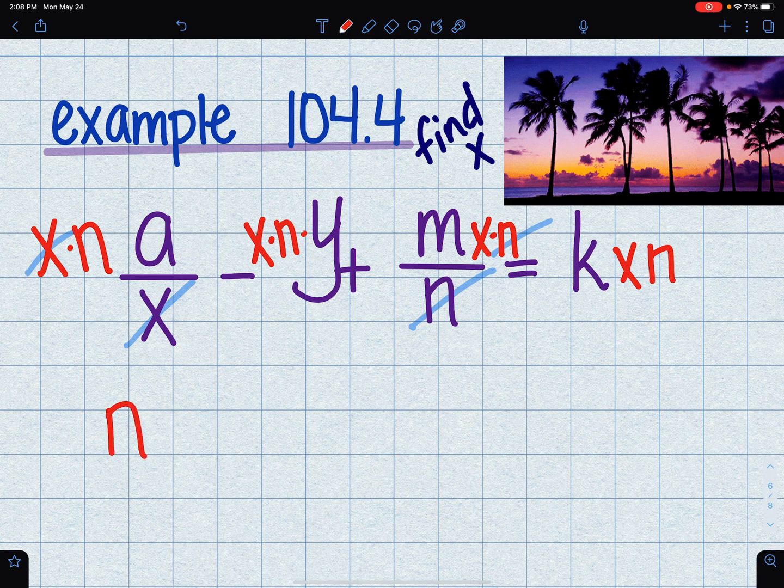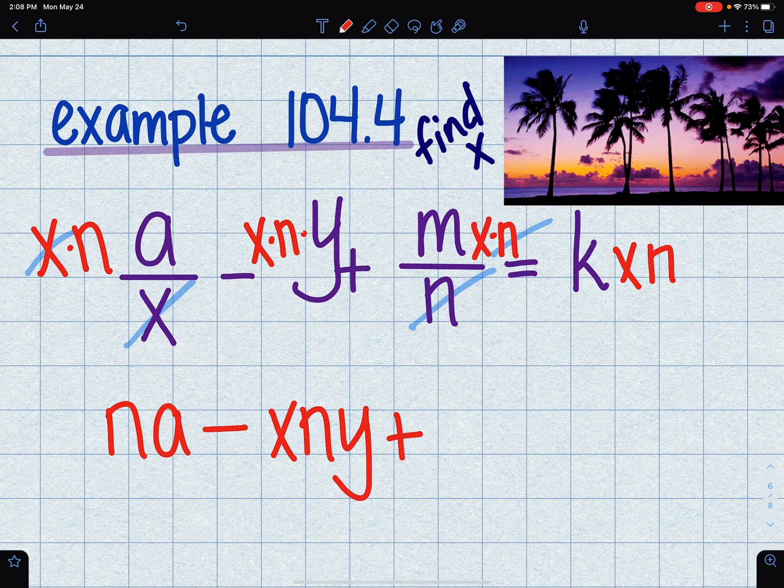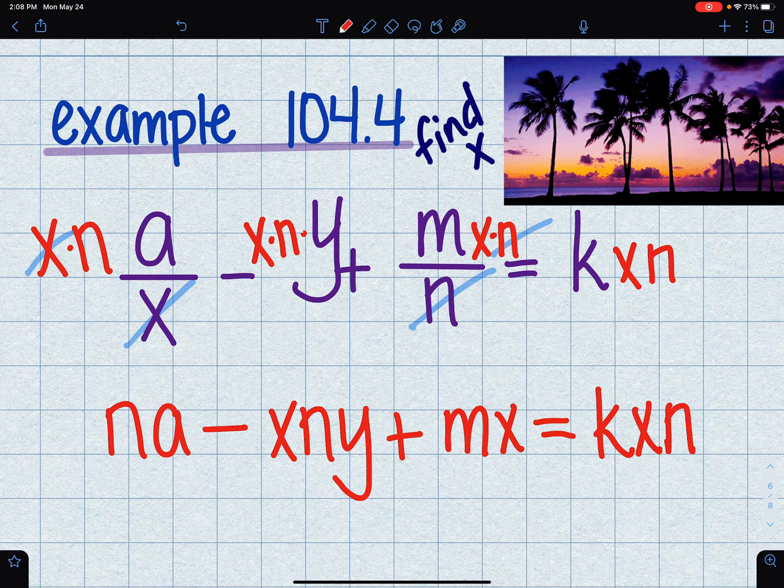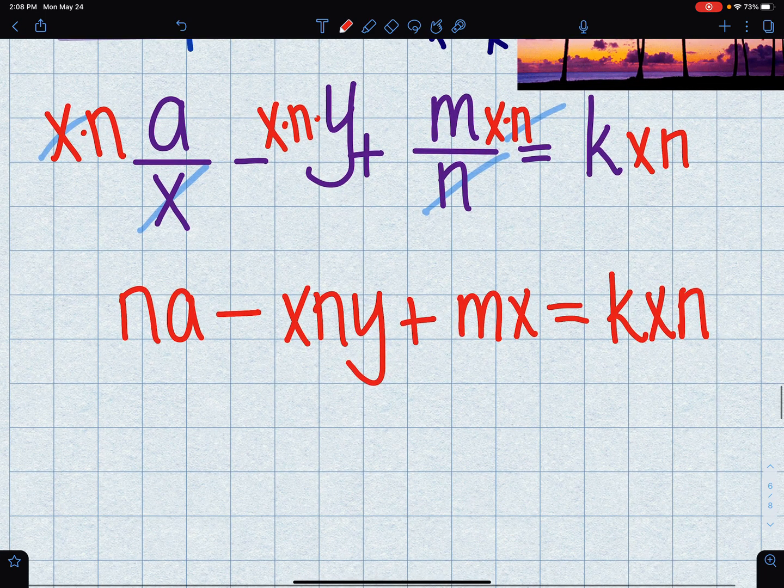Now let's rewrite the whole problem. We have NA minus xny plus mxn. Oh, nope, that n cancels. So just mx equals kxn. Okay, that's a lot of letters there. All right, so now what do we do? What are we solving for again? We're solving for x. So anything with an x on it, we got to get it on one side of the equation. And anything that doesn't have an x, we got to get it on the other side of the equation. So let's put all the x's to the right.